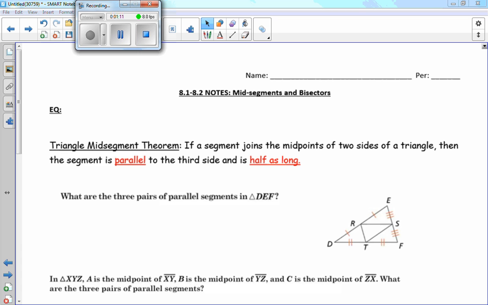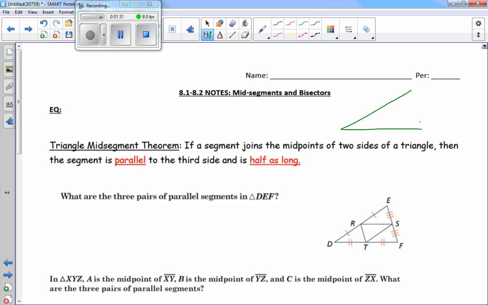And the segment joins the midpoints, L to N. The two sides of the triangle, then the segment is, we get two things actually. It's parallel. So these two are parallel, and the third side is half as long. So draw a picture really quick of a triangle. Find the midpoint on the left side and the right side, and connect them. That's what we did.